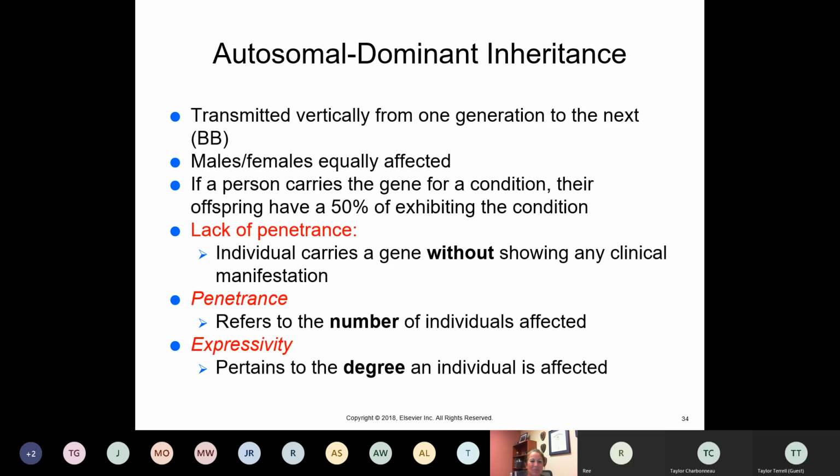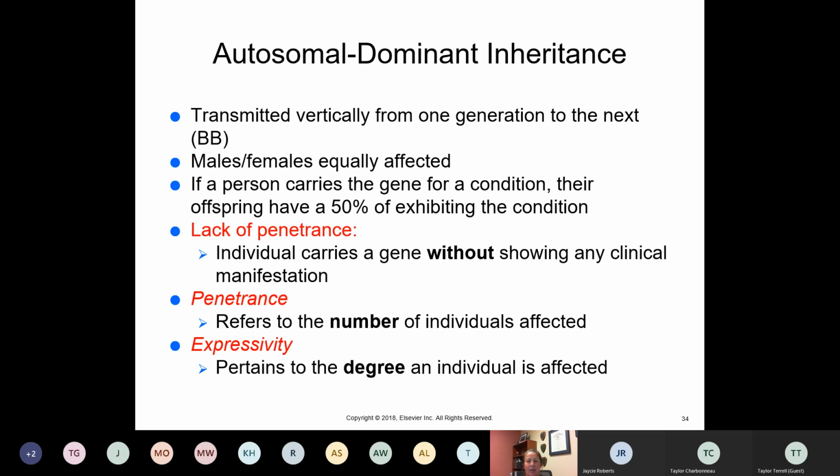Okay, so let's talk about penetrance. Penetrance refers to the number of individuals in a given area that are affected by that gene. Some individuals will carry the gene without showing any clinical manifestation of that dominant gene. That would be a lack of penetrance. So when we talk about that, it's how many people exhibit that particular trait.